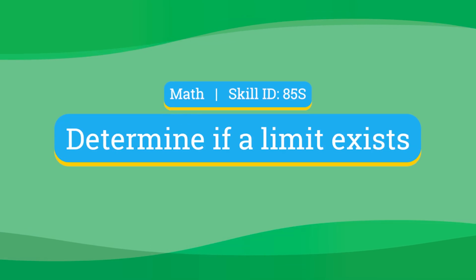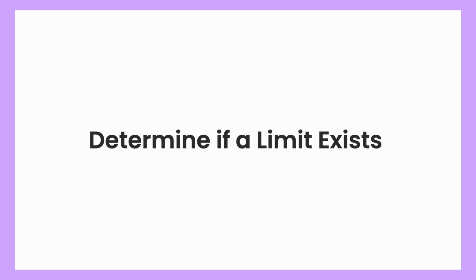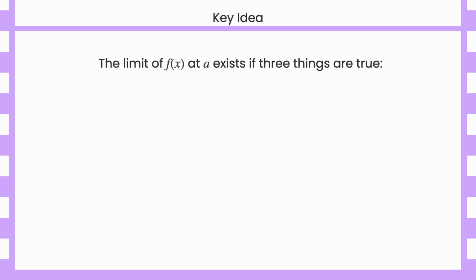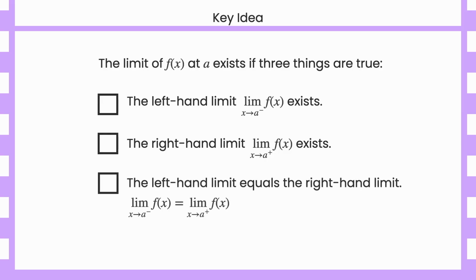and more. Today we'll learn how to determine whether limits exist. Let's dive in. The limit of a function at a specific value of x exists if three things are true. First, the left-hand limit approaching that value must exist. Second, the right-hand limit approaching that value must exist. And third, those left and right-hand limits must be equal.